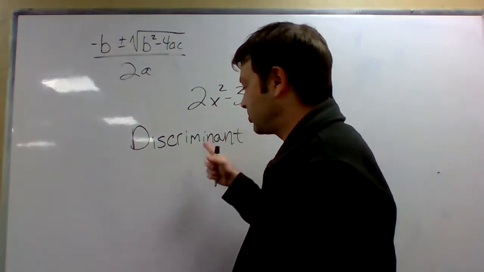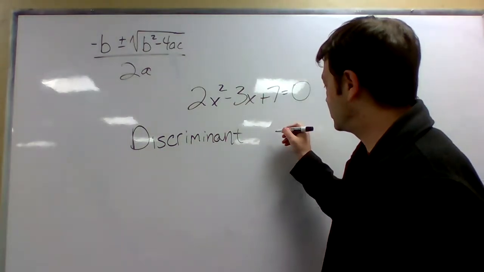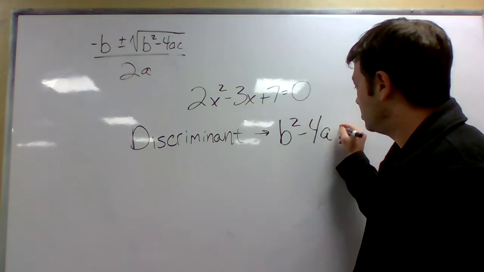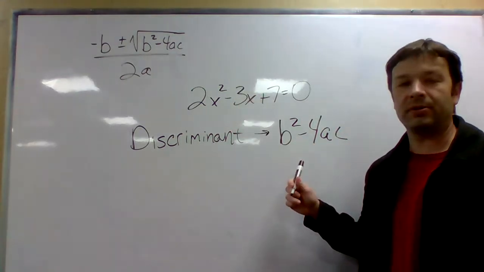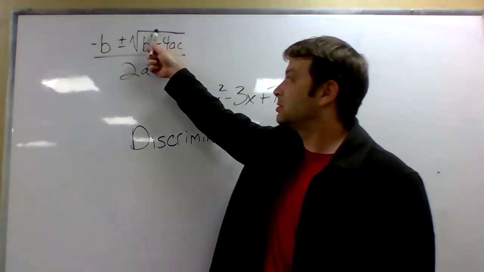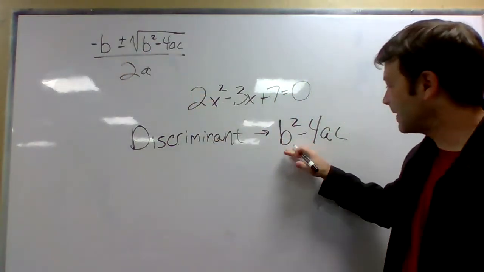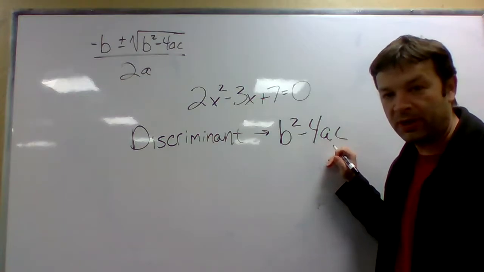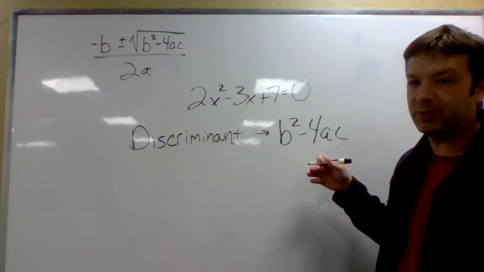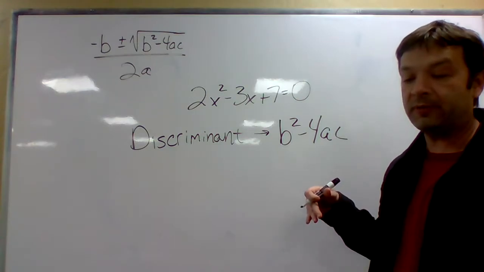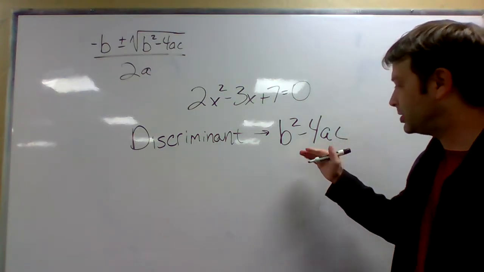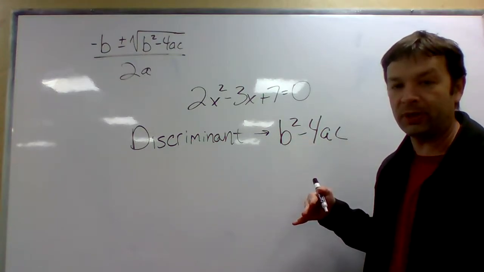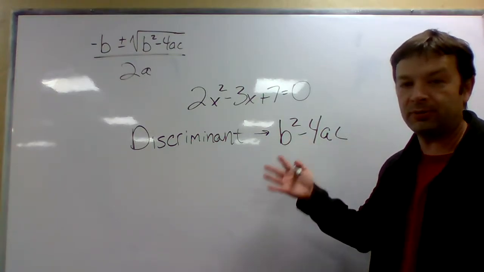So the discriminant is b squared minus 4ac, that thing underneath the square root, underneath the radical. Okay, that's going to tell us, without solving the whole problem, what kind of answers we will get. So that's what we're doing on the first part, on number 7. We're going to use this to figure out what kind of answers we would get if we were to actually do the whole problem, without doing the whole problem.